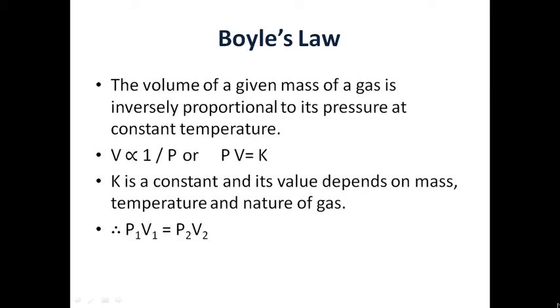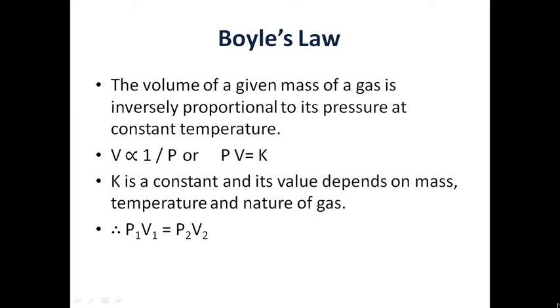That means the product of pressure and volume is constant, and from this equation we can say if one increases, the other will decrease as the product is constant, where K is a constant and its value depends on mass, temperature and nature of gas. That means for different gases the value of K is different. For a gas, the value of K may be different at different temperatures.